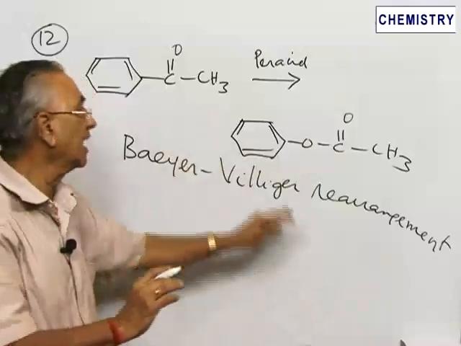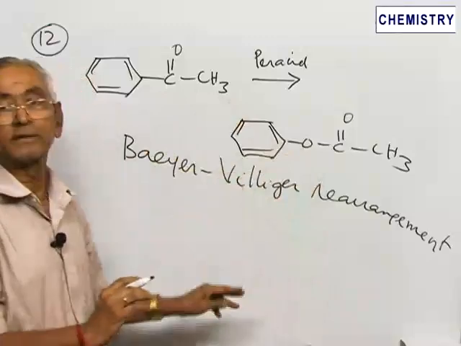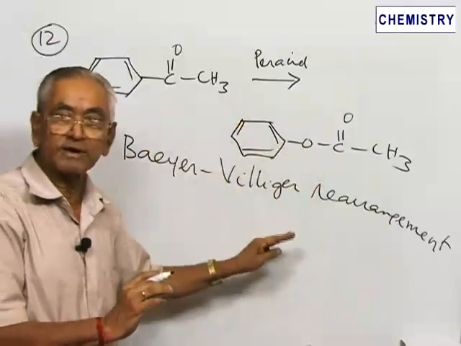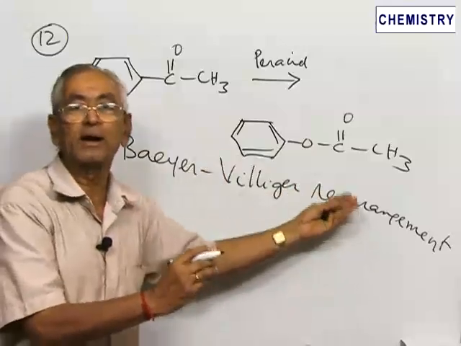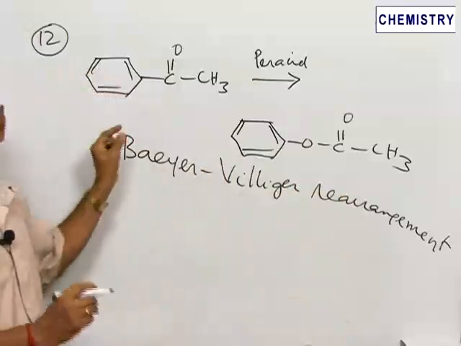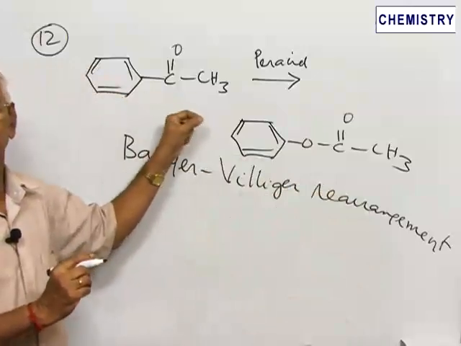It is a rearrangement reaction. It is an oxidation reaction also. There are two important things occurring. One is an oxidation, the other one is a rearrangement. Therefore, it is known by both names, either a rearrangement or an oxidation, and these are all some of the important reactions of the ketones.